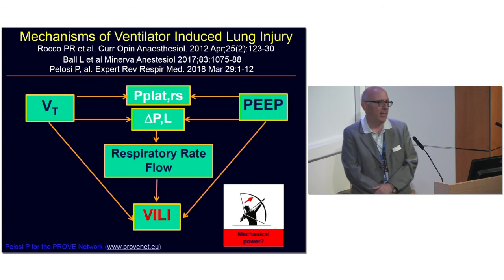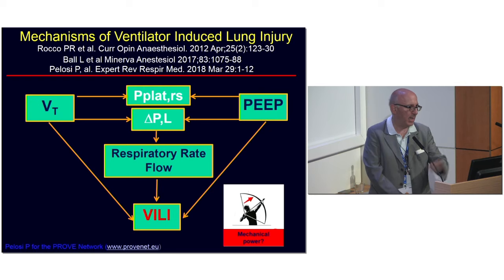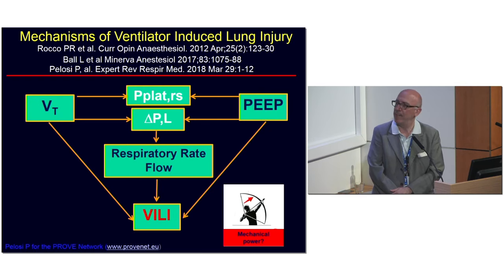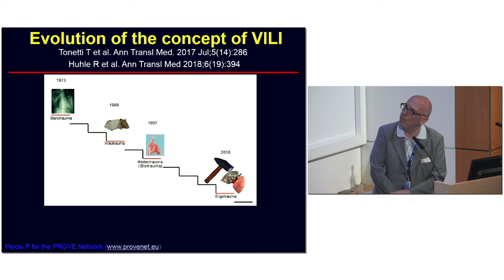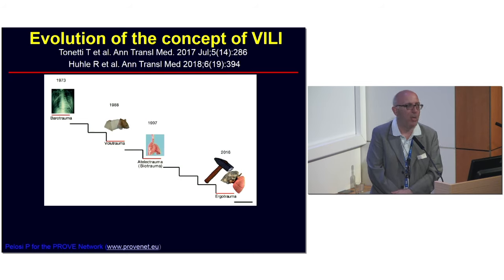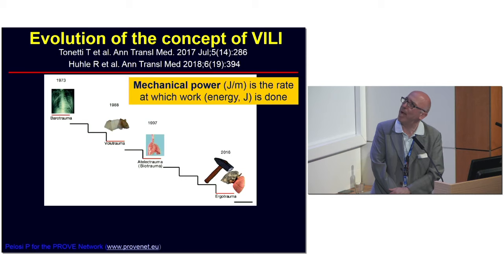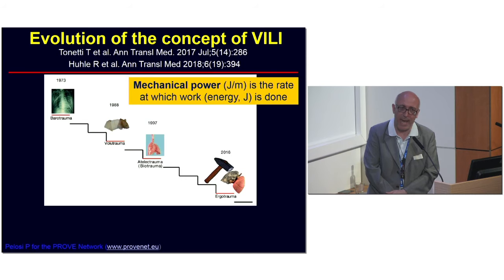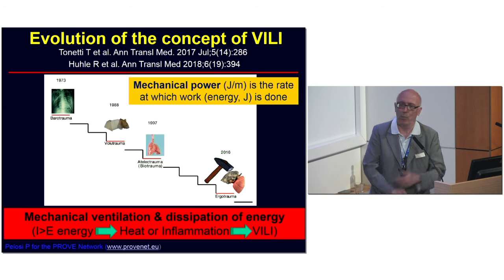And this is why the concept of energy delivered by the ventilator to the lung, or the mechanical power delivered from the ventilator to the lung, has been raised in these last years. So we are moving from the concept of barotrauma to volutrauma to atelectrauma to ergotrauma. Mechanical power in joule per minute is the rate at which work, so the energy in joule, is done. So we are talking about mechanical ventilation and dissipation of energy: when inspiratory energy is higher than expiratory energy, we have heat or inflammation in the lung, and this may be associated with ventilator-induced lung injury.